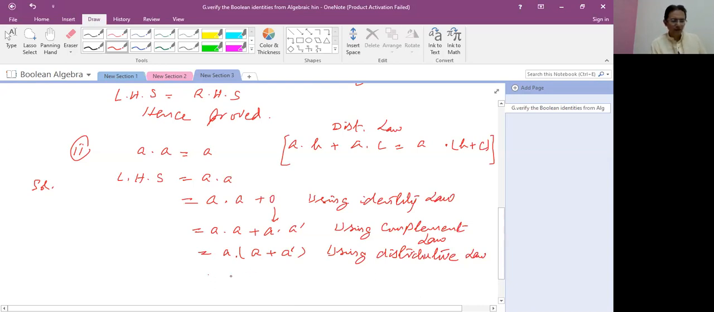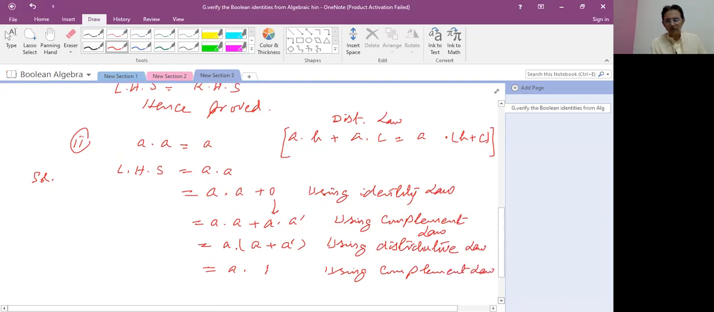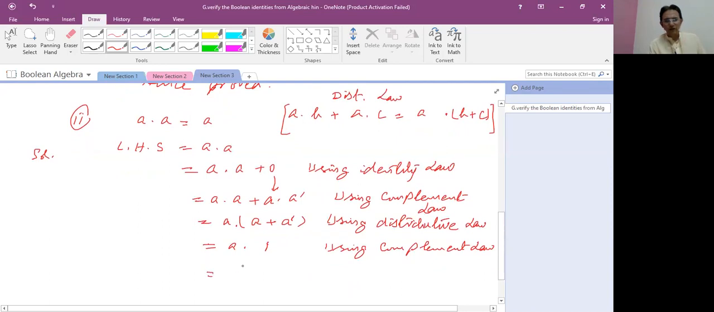So in the next step, A plus A complement, which is equal to 1, using complement law with respect to addition, and A dot 1 is equal to A using identity law. It means the left hand side is equal to the right hand side. Students, hence proved.